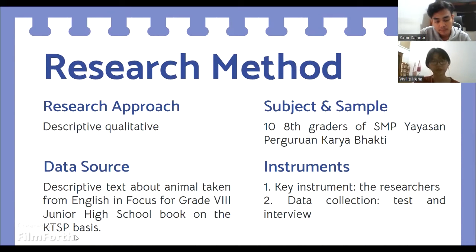The third one is data source. The source of data is a descriptive text about animals taken from English in Focus for Grade 8, a junior high school book, on the KTSP basis. The data of this research will be presented in written form, in which it will describe the results of the analysis related to the kinds of translation methods used in translating the descriptive text.